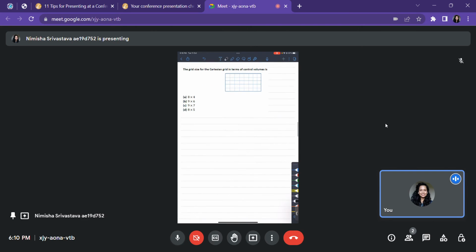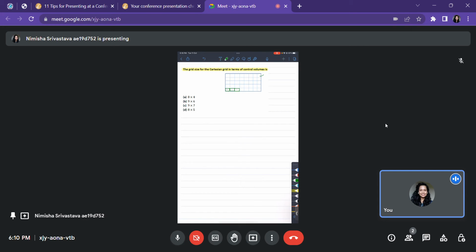So let's see what the first question is asking us. The first question is: the grid size for the Cartesian grid in terms of control volumes is. We'll ask how many control volumes are here. So once again, let's recall what control volumes meant. Control volumes basically means the entire cell. It's asking us how many cells are there in this domain, right?